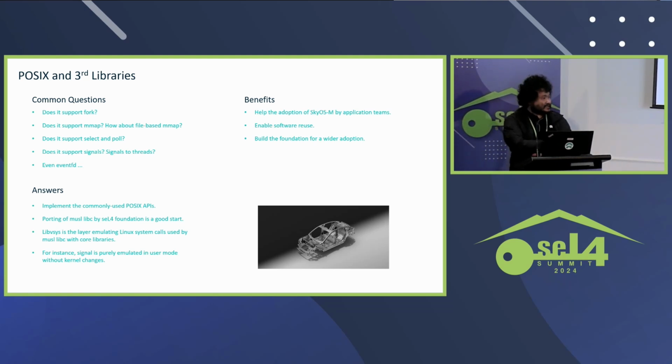At the beginning of the project, we received a lot of questions like, does this support fork? And how do I do the memory map, like a file-based memory map? How do I send a signal? This kind of question. At the beginning, I was trying to convince them that you can actually do the same functionality by calling this libcall function and then this libcall function in this sequence with these parameters. But in the end, we just decided that, okay, we implemented commonly used POSIX APIs just to save us some time.